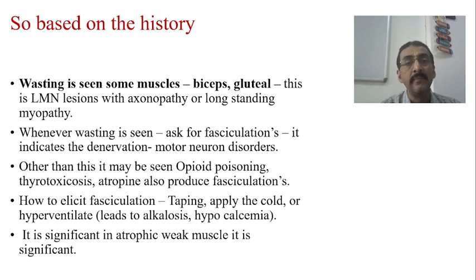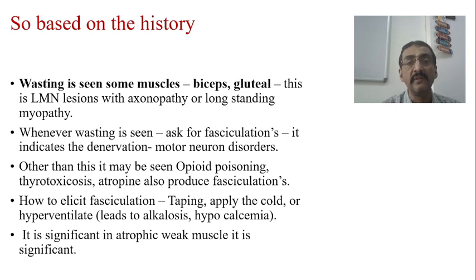Whenever wasting is seen, it's not simply the wasting or atrophy which is important. We have to ask for fasciculations. Suppose the wasting is there along with fasciculation, it suggests denervation atrophy. We will discuss it in some other class. It is very commonly seen in motor neuron disorders or anterior horn cell disorders. Fasciculation is very important. Atrophy with fasciculation is an LMN lesion. Other than this, such biceps and gluteal atrophy can also be seen in opioid poisoning.